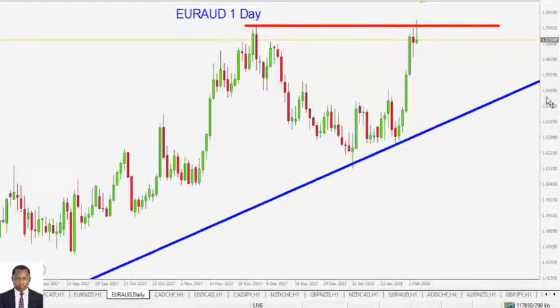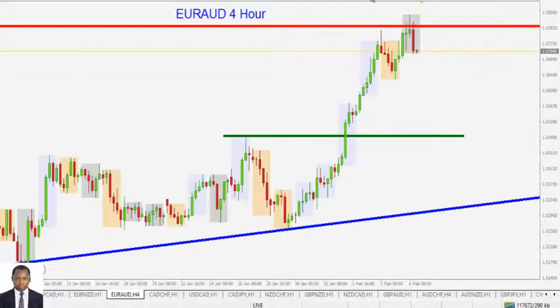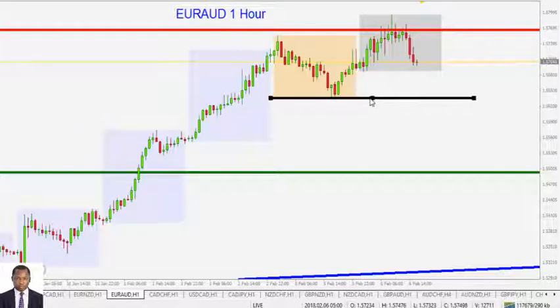So keep this on your radar, the euro against the Australian dollar for today. It's a part-time trade. Just keep that. Let's hope we are going to get a better entry with that one.